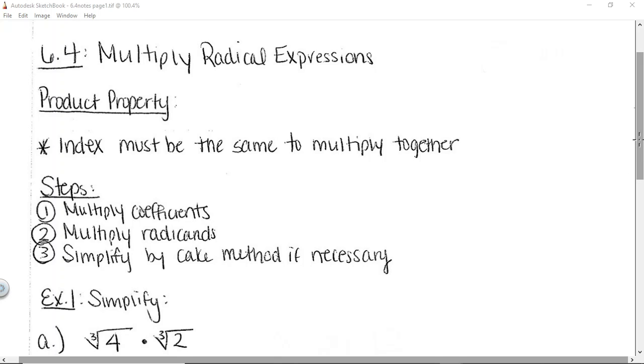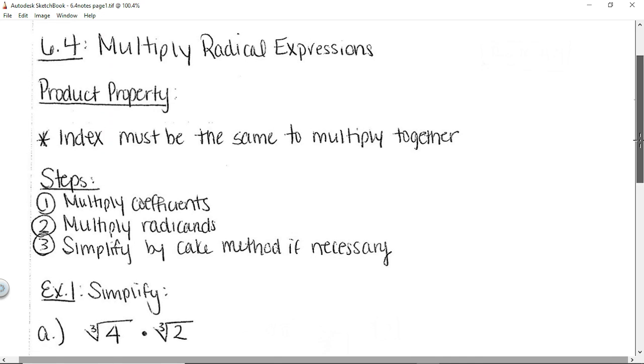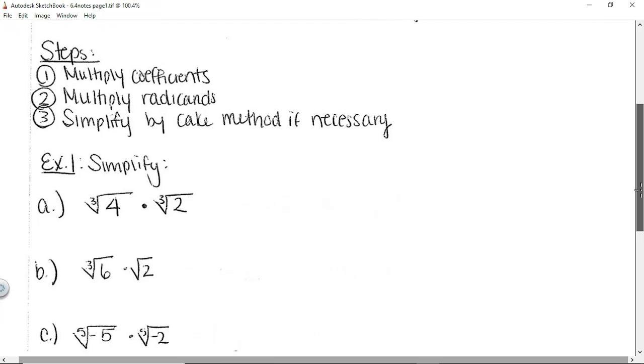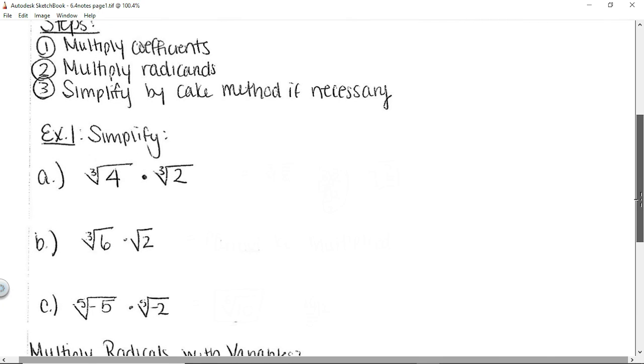First of all, as it says here, the index must be the same to multiply them together. Okay, they have to have the same index. And here are the steps. Multiply the coefficients, then multiply the radicands, and then simplify by cake if necessary. And these examples are just numbers, without the variables. And those are the steps we use.